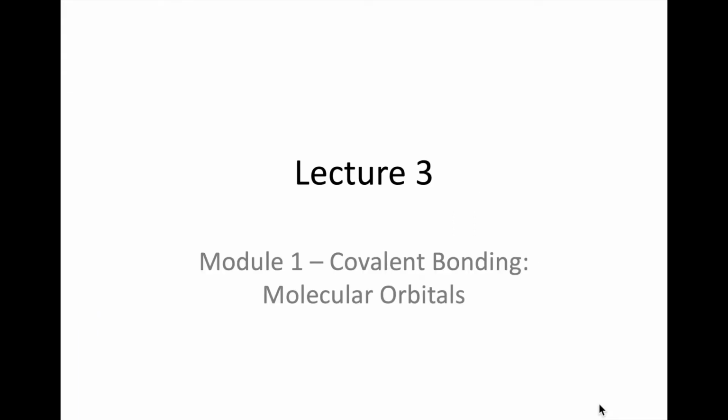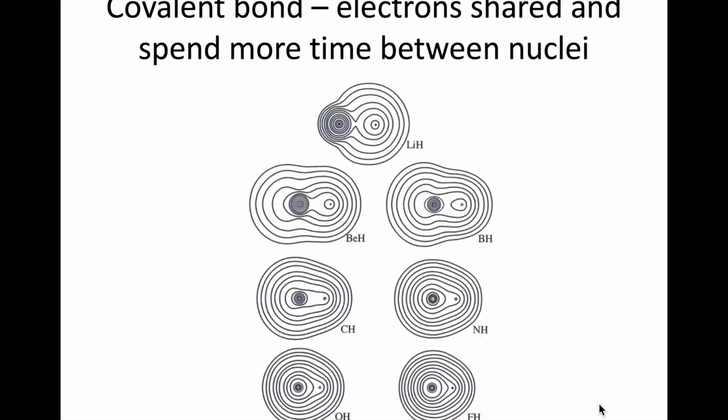All right. For today's lecture, we're going to begin talking about covalent bonding. And the first module here, we'll talk about what we call molecular orbitals. So to begin with, let's again review really quickly what covalent bonding is. Covalent bonding is that opposite version of ionic, where instead of a transfer of electrons, we have electron sharing.